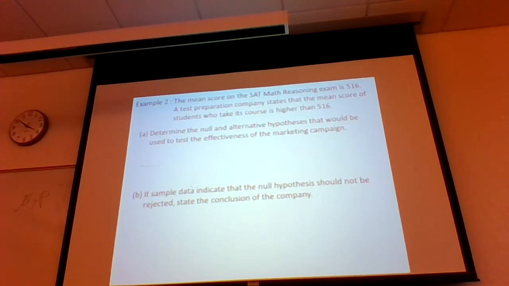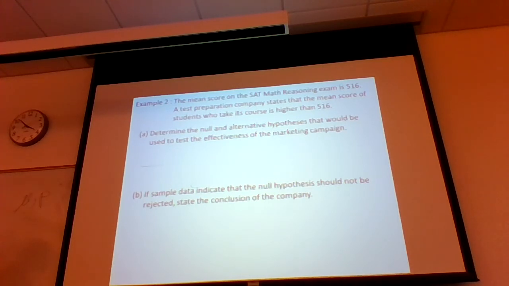Here's example 2, everybody. The mean score on the SAT math reasoning exam was what? 560. Thank you. A test preparation company states that the mean score of students who take its course is what? Higher. So is that going to be not equal to, less than, or greater than? Greater than. Good. So now you know what the null and alternative are.